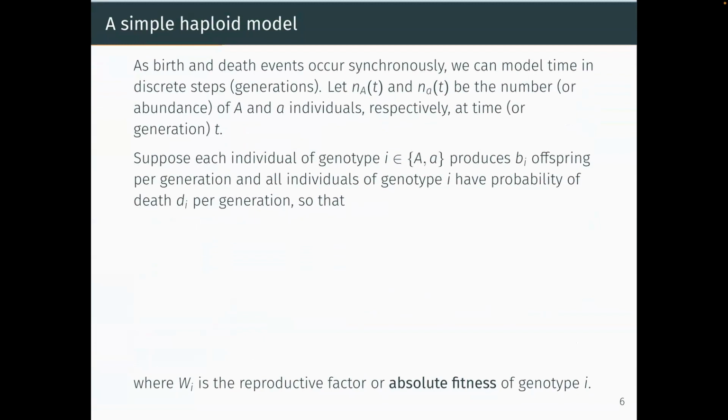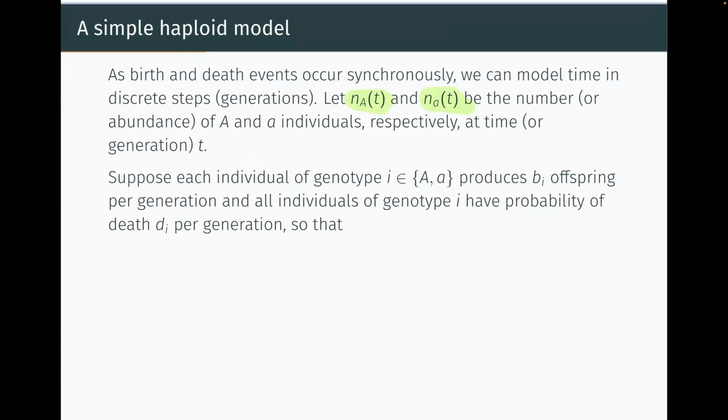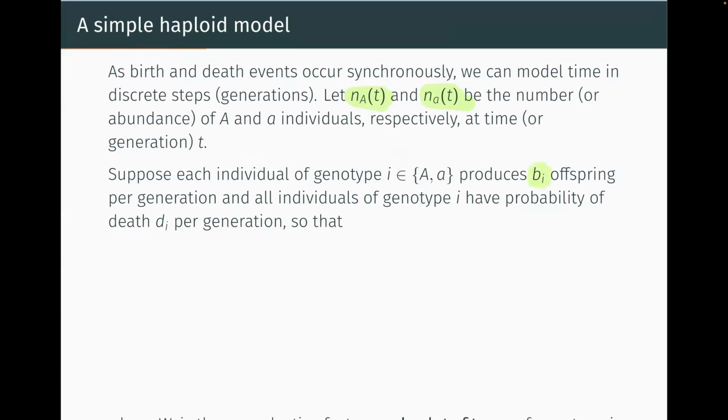Okay, so we're assuming we've got these discrete steps or generations. We'll call these generation T. It's just going to be time T, but it's a discrete step. And we're going to let N sub A, with that A being either capital A or little a, be the number, or abundance, of individuals with that particular allele. So we're just tracking the number or abundance of those individuals corresponding to their alleles, or in this case, also their genotypes. And we're going to suppose that each individual produces B sub I offspring per generation. And then everyone has the probability of dying D sub I per generation as well.